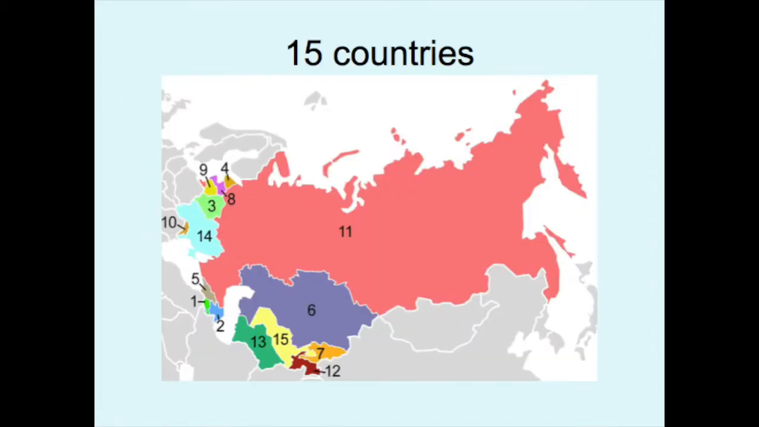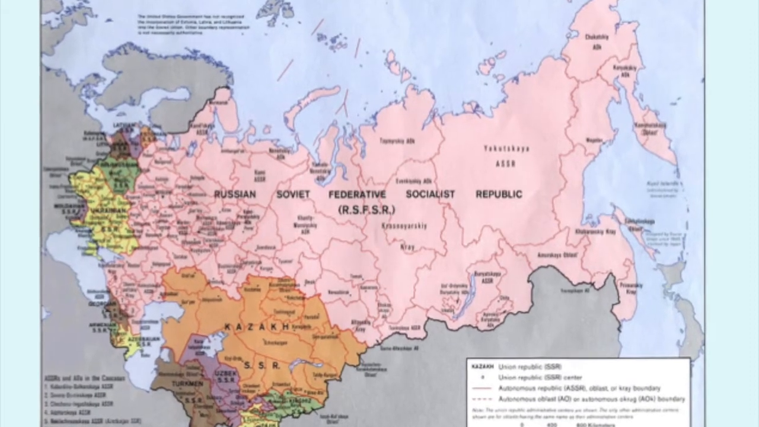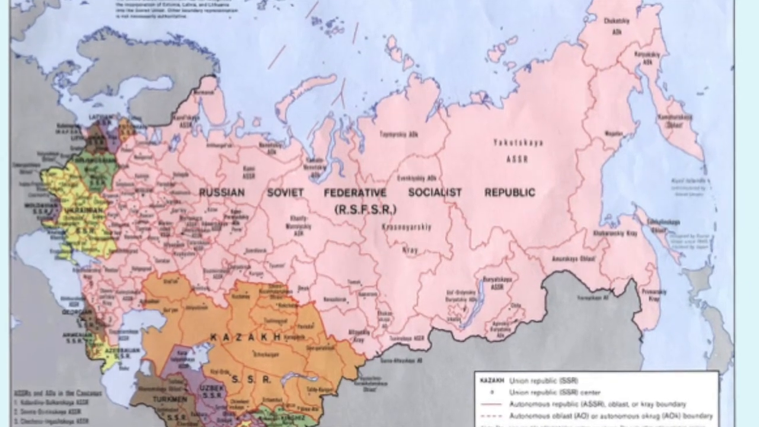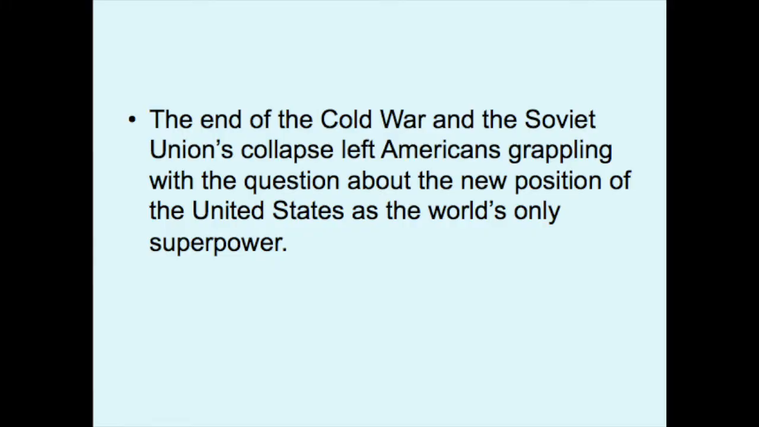Well, this photo shows the 15 separate countries that emerged from the collapse of the Soviet Union, like Russia, Kazakhstan, and Ukraine. The collapse of the Soviet Union was hailed by the West as a victory for freedom, a triumph of democracy over totalitarianism, and evidence of the superiority of capitalism over socialism. The most powerful rival of the United States was gone, so nothing could scare it anymore.